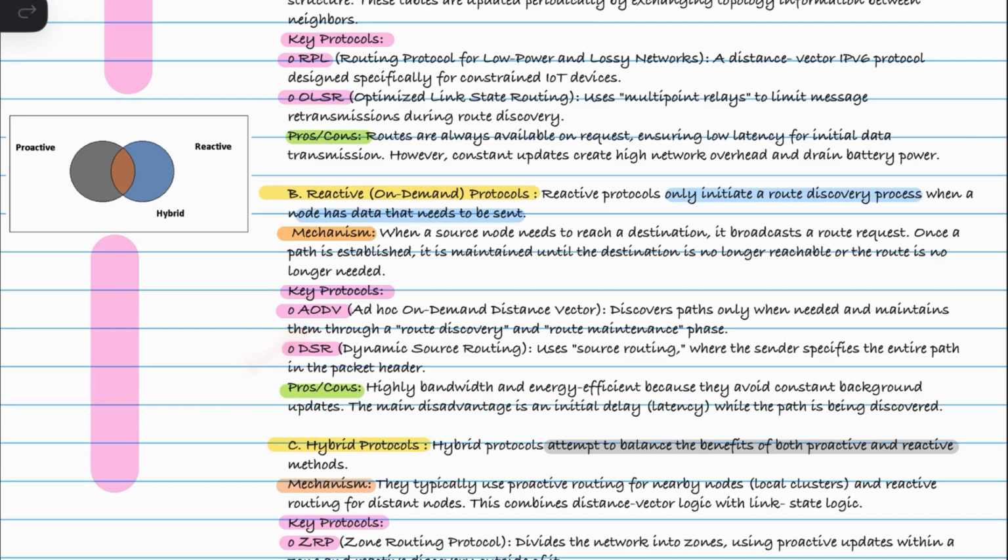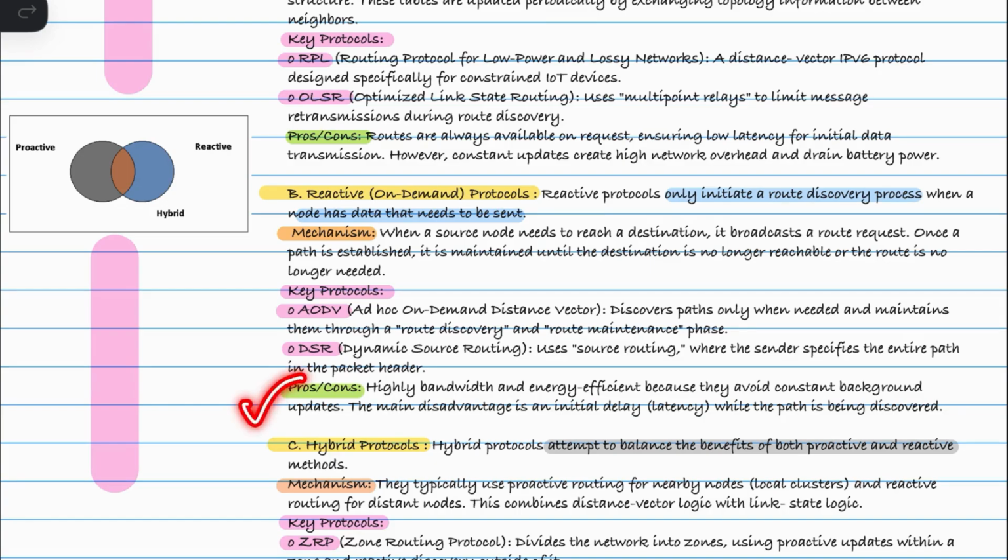Then comes DSR. DSR stands for Dynamic Source Routing. This uses source routing, which means the sender discovers the entire multiple hop path and physically stamps that sequence of instructions directly into the header of every data packet. So the intermediate nodes don't need to check any routing table. They just look at the packet header and pass it to the next name on the list.